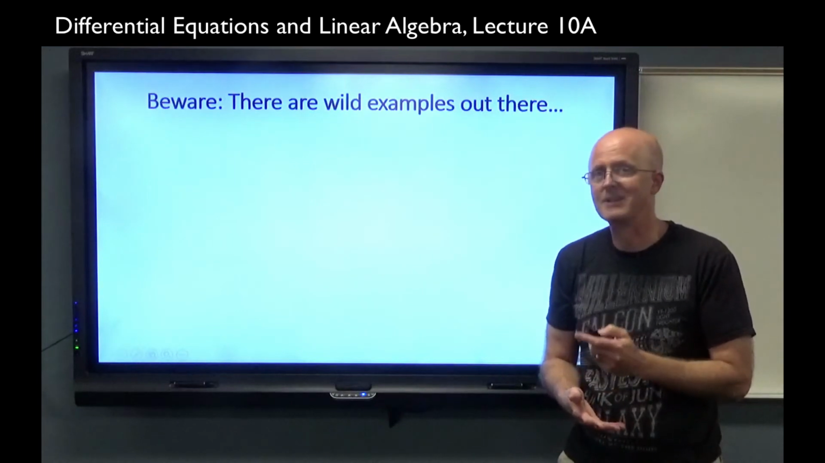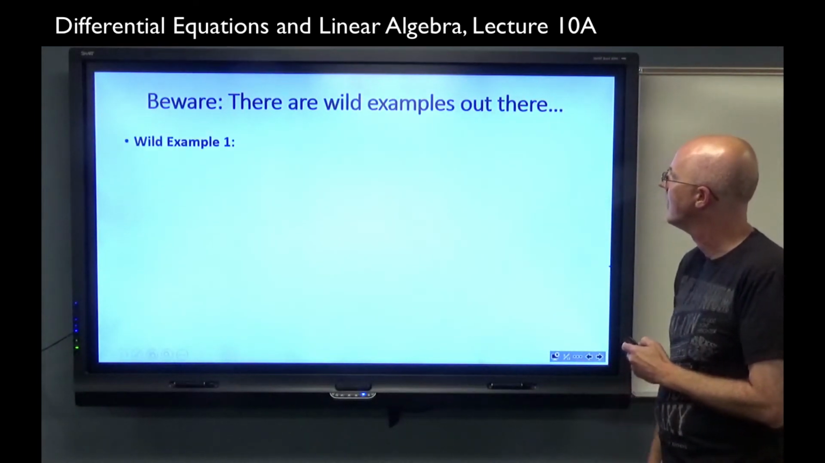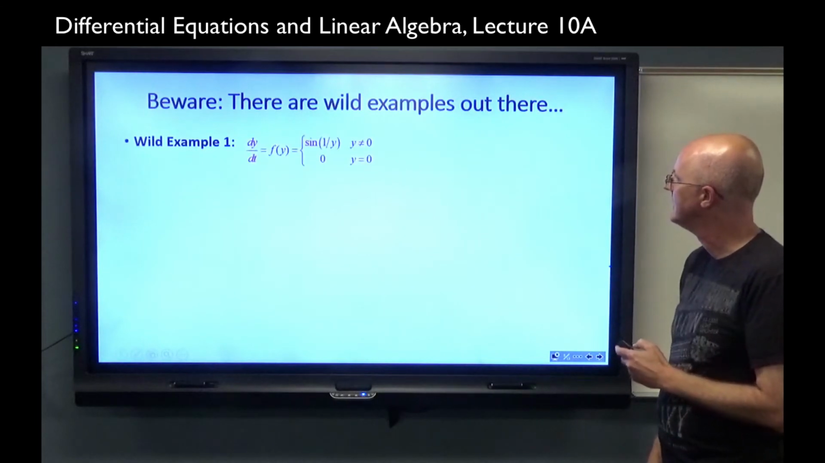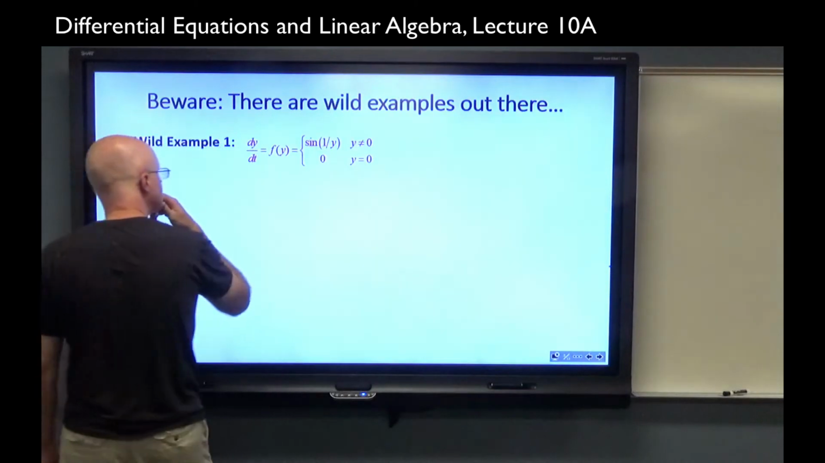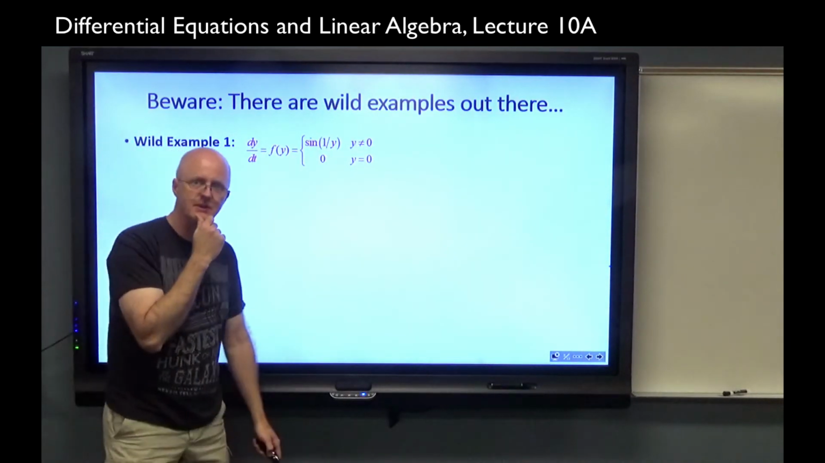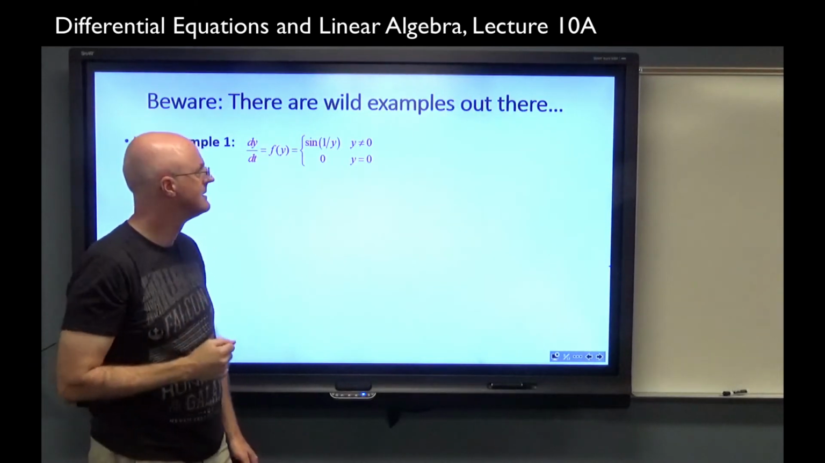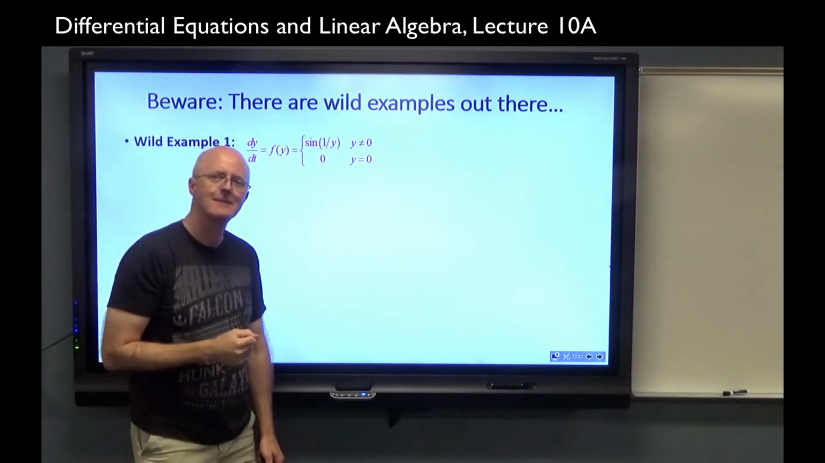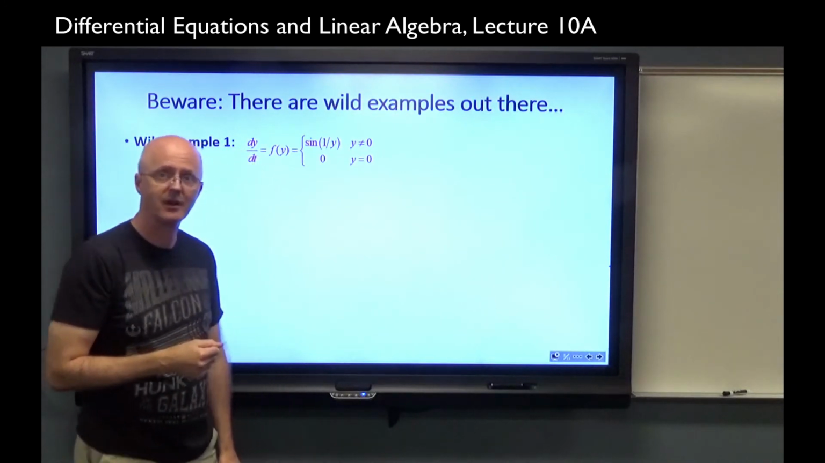Now, the first one is actually not an example of that, but it's sort of leading up to some other examples. Wild example number 1: dy/dt equals f of y equals sine of 1 over y when y is not 0, and 0 when y is 0. Maybe you've seen this function before in your Calc 1 or Calc 2 class. You might want to graph it on your calculator before I show you the graph. It's a very wild function.